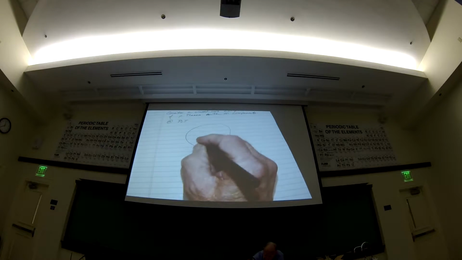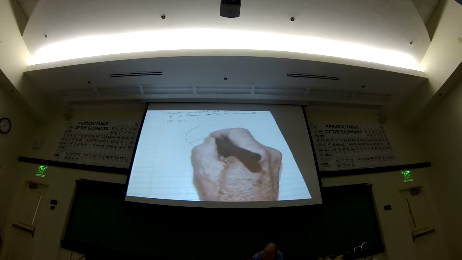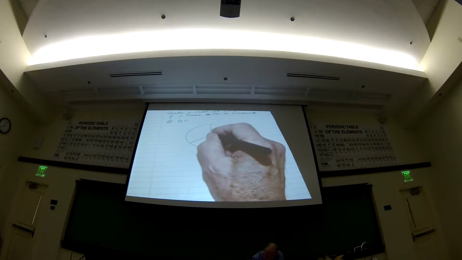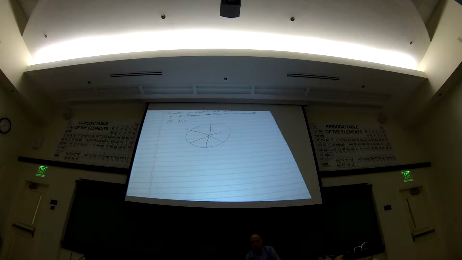So how do I draw that? There's our system, but now I like pie, so I'll draw it like a pie chart. Each one of those slices of pie represents a phase. There have to be more than one, or we don't have the possibility to make these arguments.